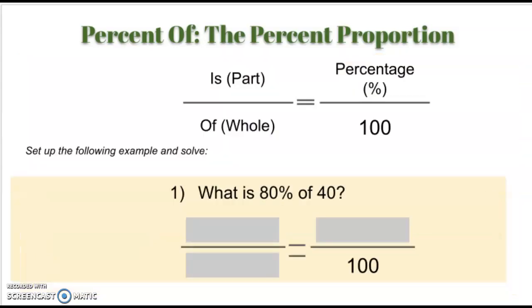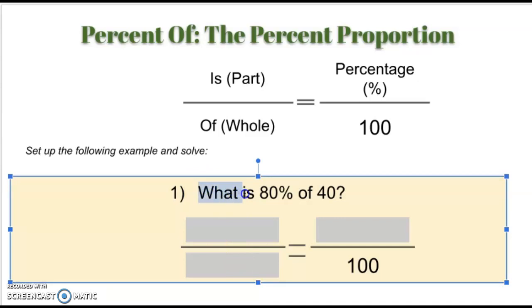When we're reading our percent of questions, we want to read them staggered. So instead of saying, what is 80% of 40? We're going to say, what is, 80% of, 40? So read them 2 words at a time. What is, 80% of, 40? And what that allows us to do is to place those numbers within the proportion, and then it pretty much solves itself.